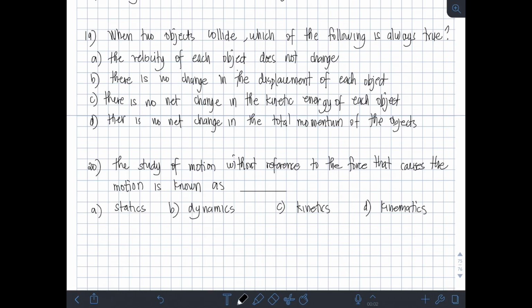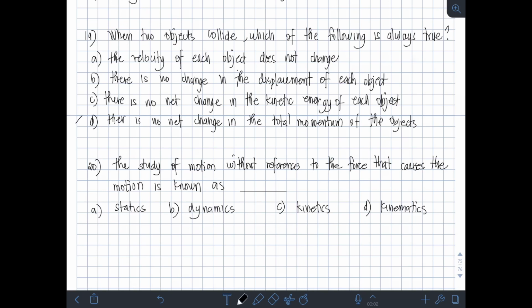19. When two objects collide, which of the following is always true? A. The velocity of each object does not change. B. There is no change in the displacement of each object. C. There is no net change in the kinetic energy of each object. D. There is no net change in the total momentum of the objects. The correct answer is letter D. There is no net change in the total momentum of the objects.